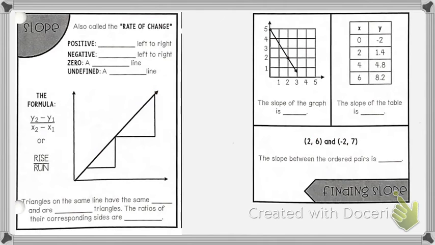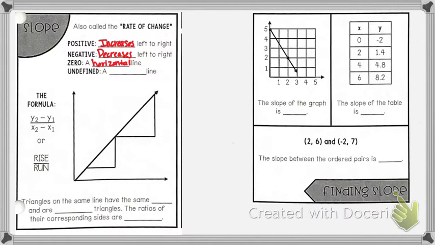Let's look at slope. So slope is going to be another word for rate of change, right? If it's positive, it increases or it goes up, increases left to right. If it's a negative slope, it goes down or it decreases left to right. Right. If we have a 0 slope, we have a horizontal line.